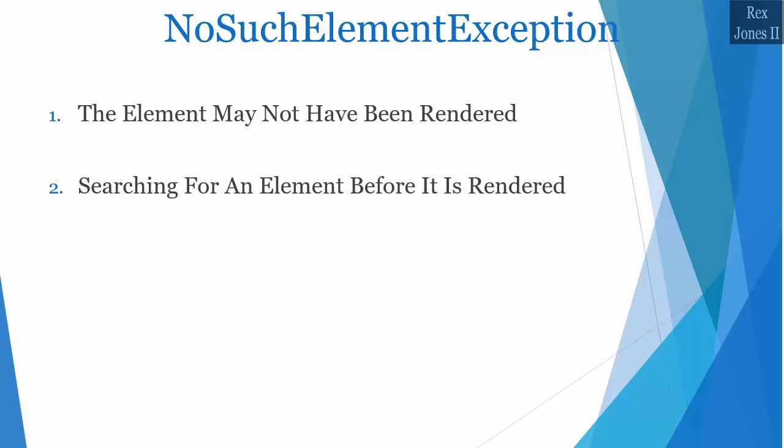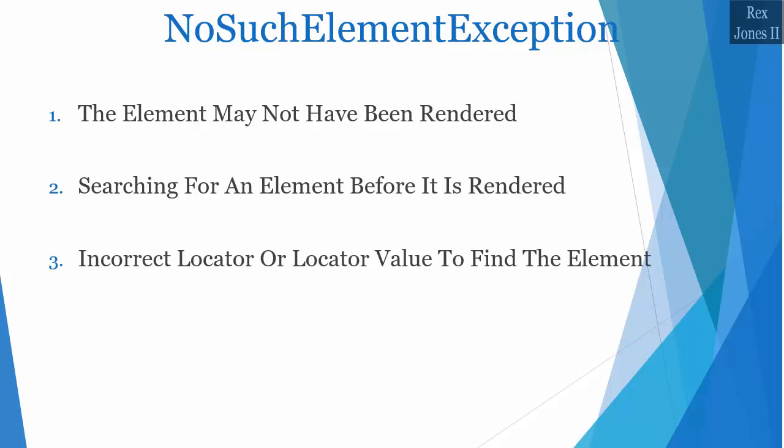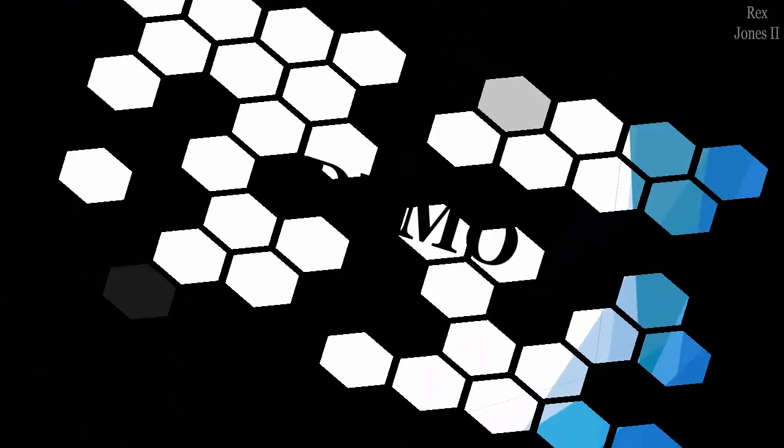Second, we could be searching for an element before it is rendered on the application. Selenium is very fast and it's trying to interact with an element before the element shows up. If that's the case, we can add a wait statement before searching for the element. Third, we are using an incorrect locator or locator value to find the element. The demo illustrates number 3.